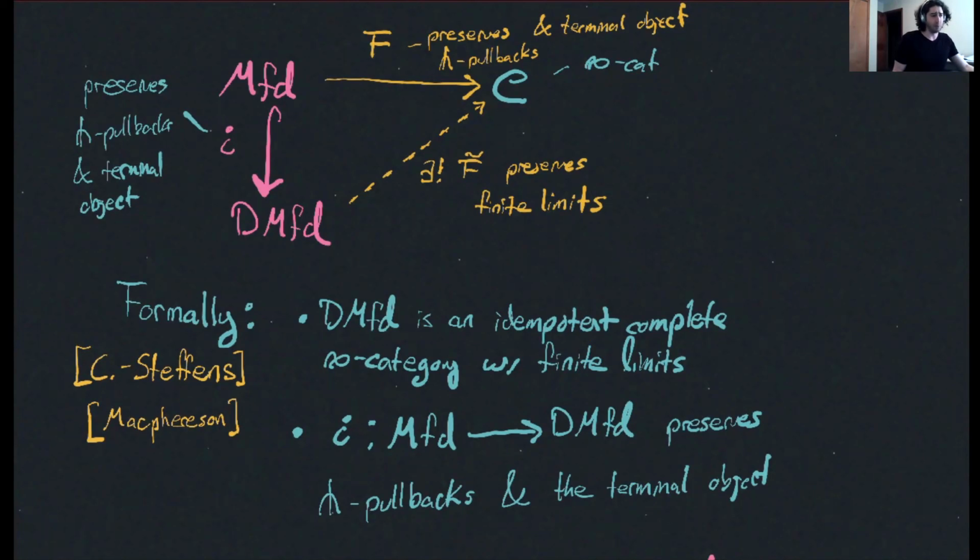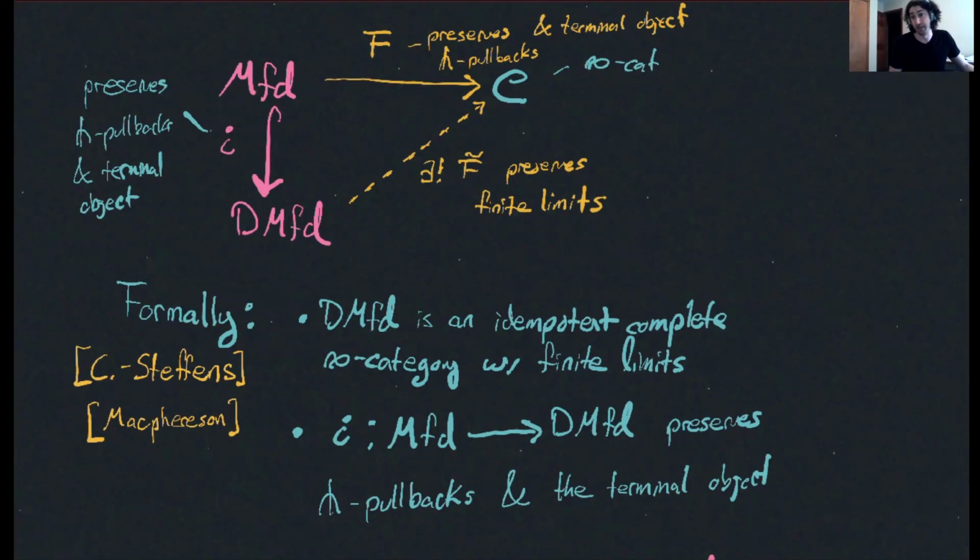And we want there to be some functor from manifolds to derived manifolds which preserves transverse pullbacks and the terminal object. You'd probably want to say, oh, I want this to be fully faithful, right? Like you want to think about manifolds as being a subcategory there. And well, this is true, but it turns out if you just ask for it to be some functor, it will turn out to be fully faithful if it satisfies the universal property I'm about to give.